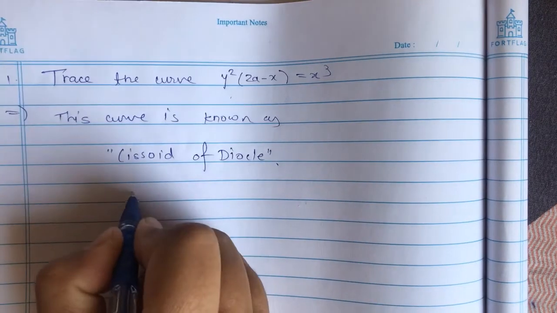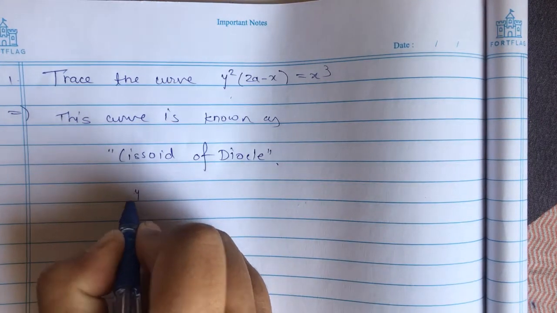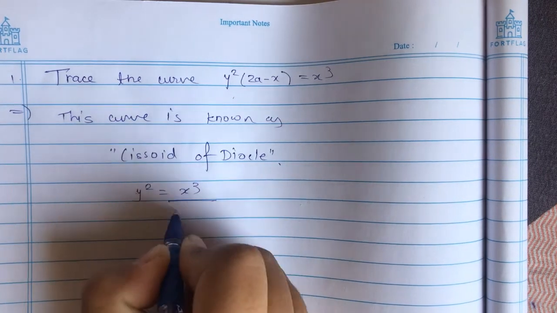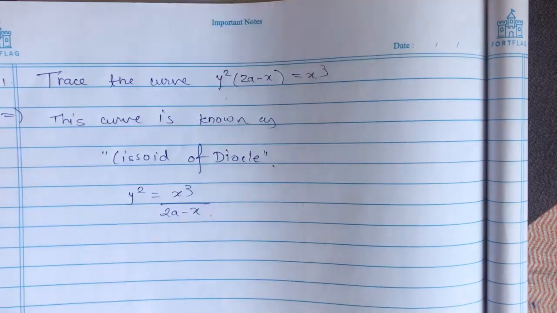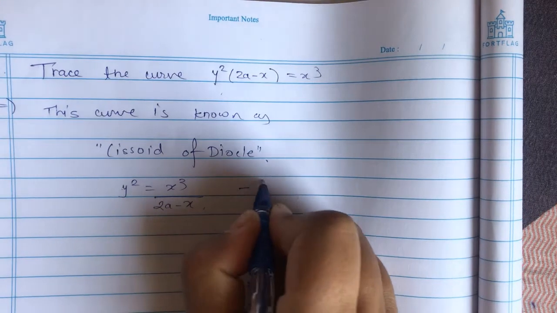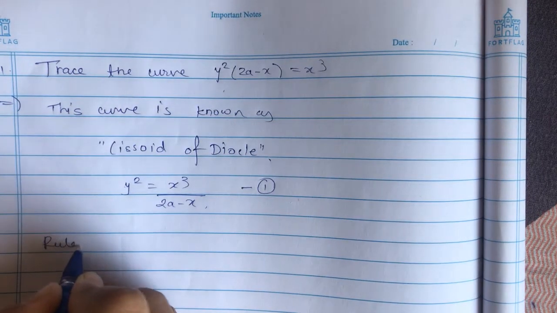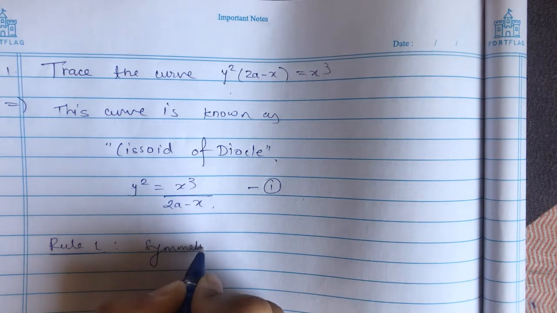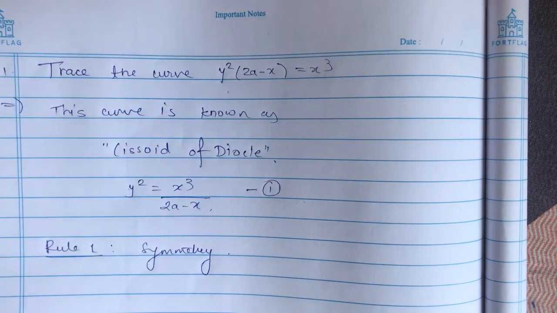So first of all, how can we write this equation? This equation can be written as y square equals x cube upon 2a minus x. Give this as equation number 1. Now what is rule 1? Rule 1 is symmetry. So now we need to check the symmetry.